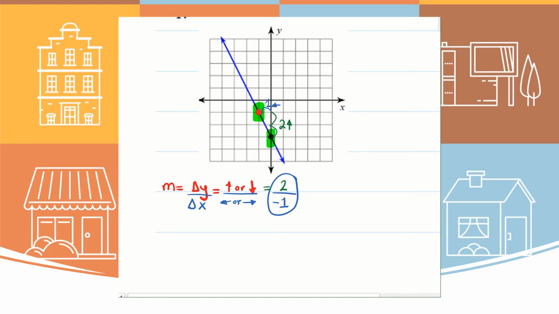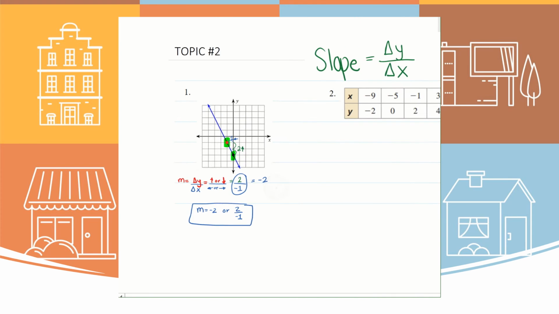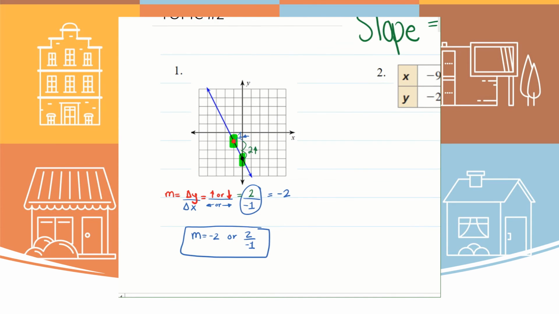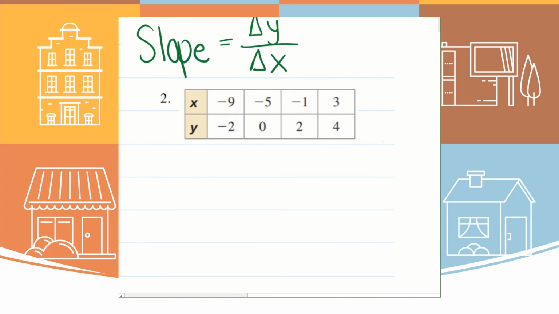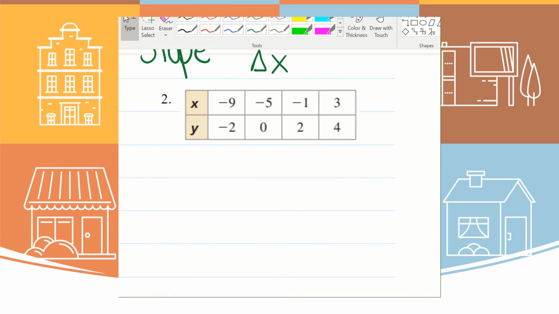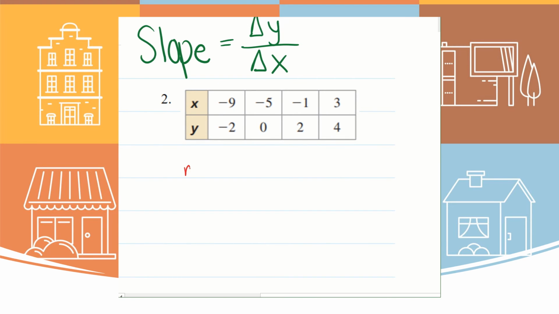So our slope is 2 over -1. Or if I wanted to simplify even further, 2 divided by -1 is -2. So you can say that your slope is -2 or that your slope is 2 over -1. So that's it for using a graph. Identify 2 points and see how you're going to move from one point to another. Are you going up? Are you going down? Are you going left? Or are you going right?